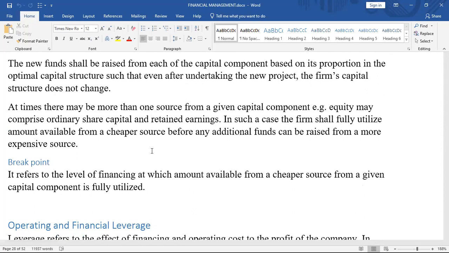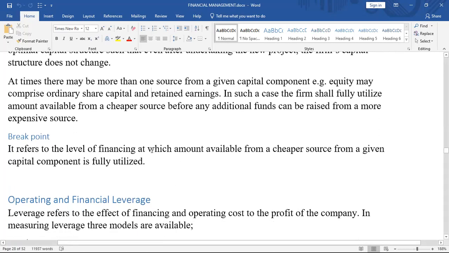When you look at the aspect of a breakpoint, which you use when doing the WMCC, it refers to the level of financing at which the amount available from a cheaper source of a given capital component is fully utilized. So I would like us to do an illustration here, because a lot of illustrations will help us to understand more about what we need to know.